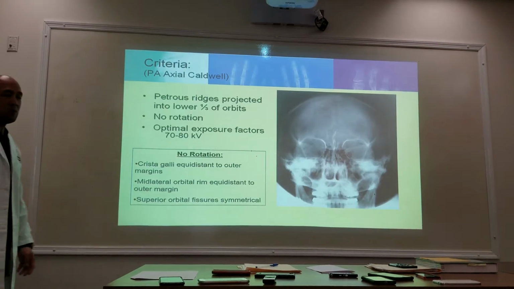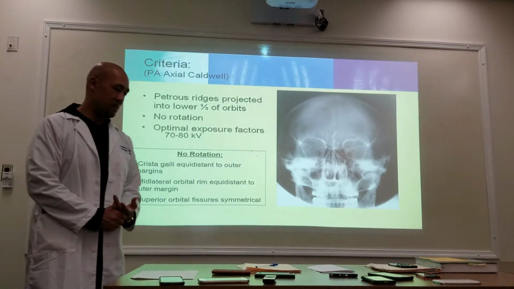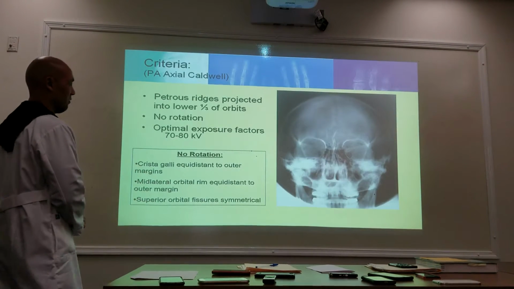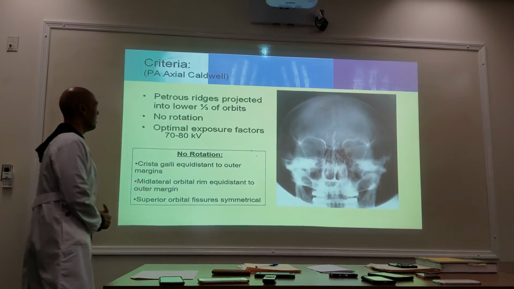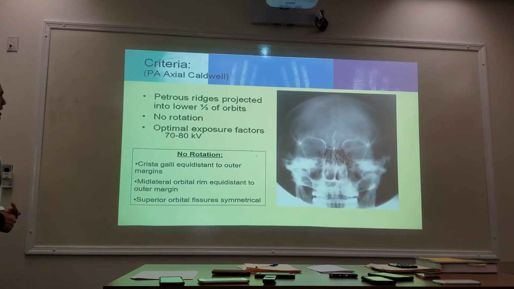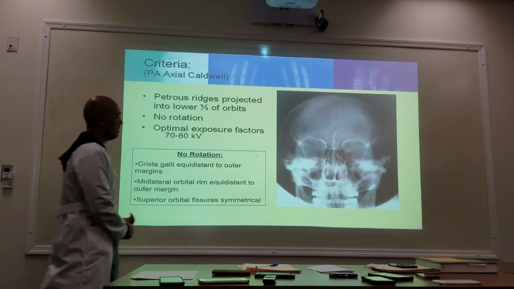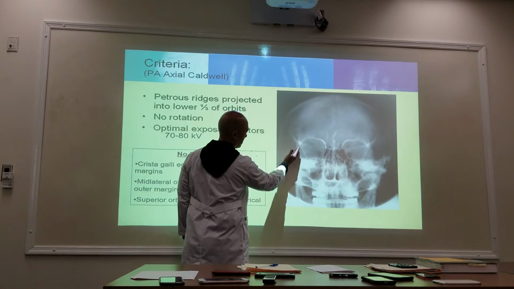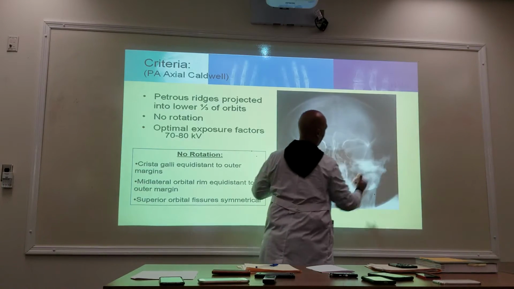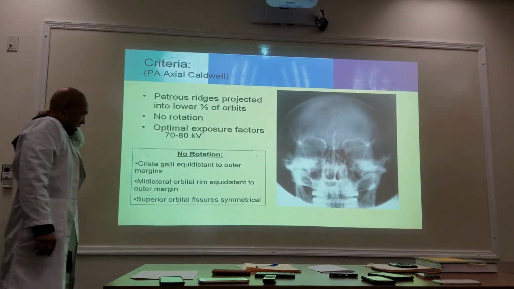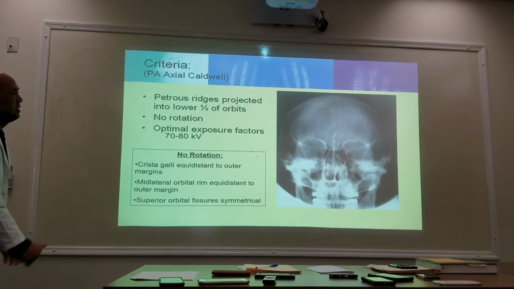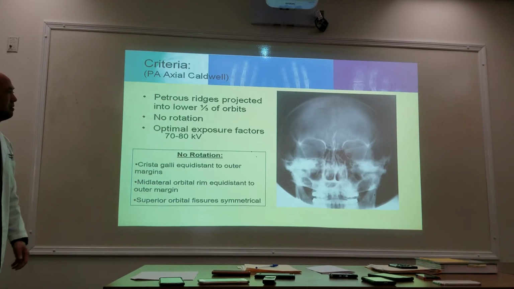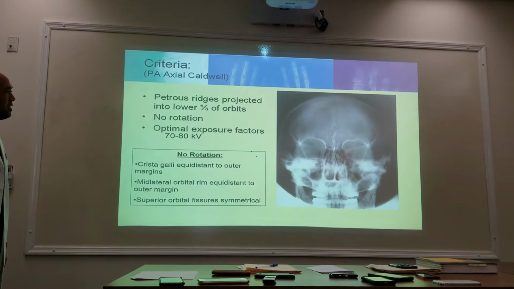Okay, so what we know already about PA Caldwell is that the petrous ridge should fill up the lower third of the orbit. Again, you have your same criteria here of crista galli, equidistance to the outer margins, or the mid-lateral part of the orbit is also equidistant on both sides to the lateral margins of the skull. Okay. You guys like this? It's a good shot, right? It's a good shot.